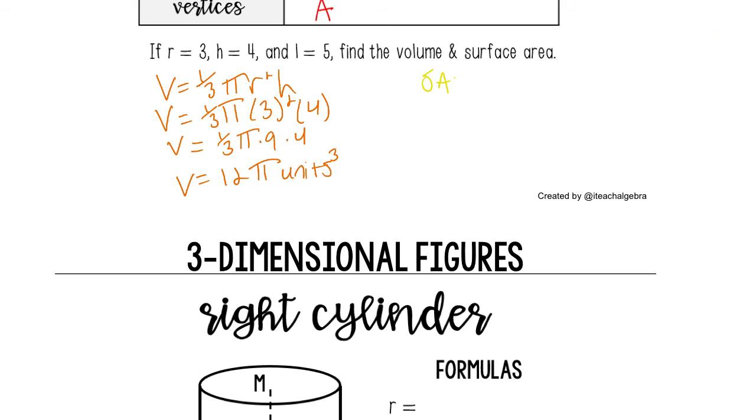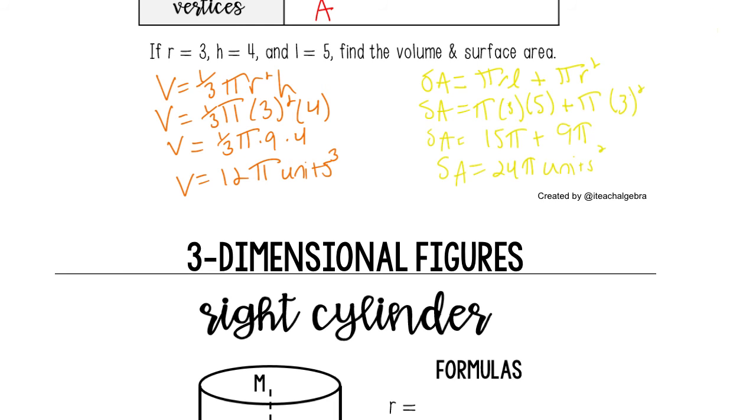We might ask you to do something different on the homework, like make it a decimal. The surface area is pi r l plus pi r squared. So that's pi times 3 times 5 plus pi times 3 squared. So we've got 15 pi plus 9 pi. So our surface area is 24 pi in units squared.